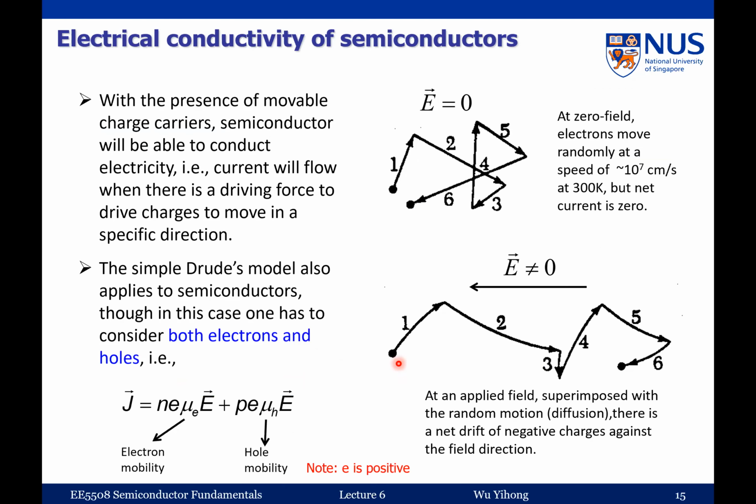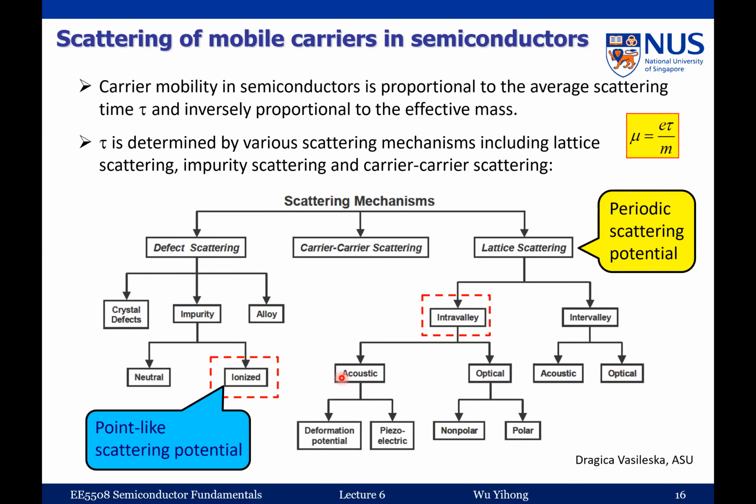Now, what determines this mobility? Because mobility is very important, right? Once you know the mobility, you can calculate the current density. In semiconductor, this mobility is basically determined by the momentum relaxation time, and the momentum relaxation time is determined by the scattering events. How frequently the electron is scattered, and also scattered to what direction, that's very important, right? And then, of course, m is important. m is the effective mass. So the smaller the effective mass, the larger the mobility.